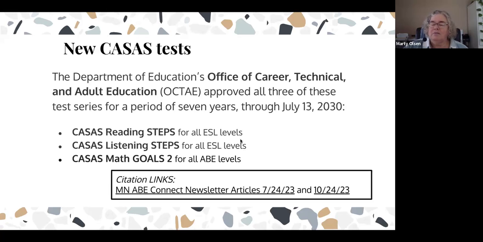Okay, so now, the exciting part of this is talking about the new STEPS tests. These are approved, and the state of Minnesota has approved them. So they are approved for a period of 7 years through July 13th of 2030, which is kind of a strange date, but that is the date. So Reading STEPS focused on ESL, Listening STEPS also for ESL, and then there's a new Math GOALS 2 test, which will replace the old Math GOALS test.